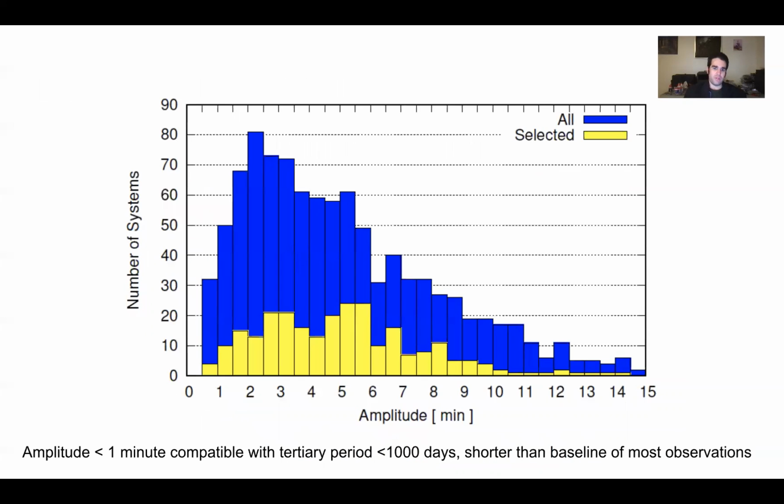So the lowest amplitude here is around half a minute. That's the limit of the technique here, and this is compatible with a tertiary period around 1,000 days, which is a lot shorter than what most of the data in this data set have. So it implies that perhaps these small amplitude systems are actually rare.